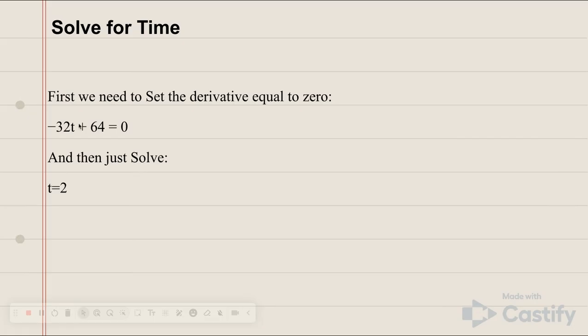Once we set it equal to 0, we just follow our basic principles of algebra. Negative 32t plus 64 is equal to 0. So we subtract 64, so negative 32t is equal to negative 64. Divide by negative 32, and we get 2 on the right-hand side, and we get t. So time in seconds is equal to 2.